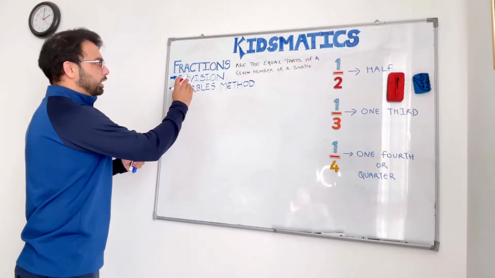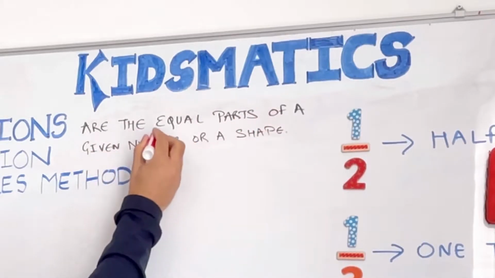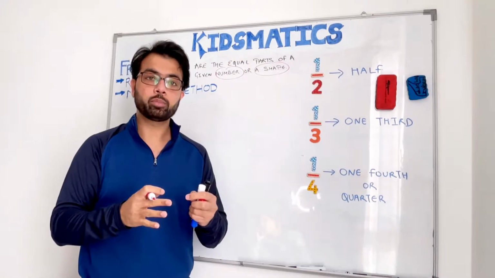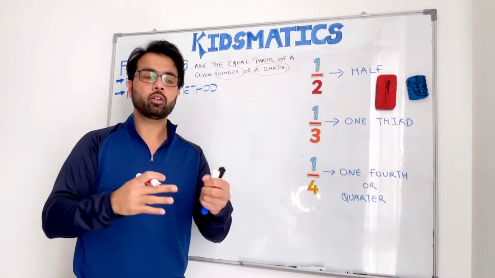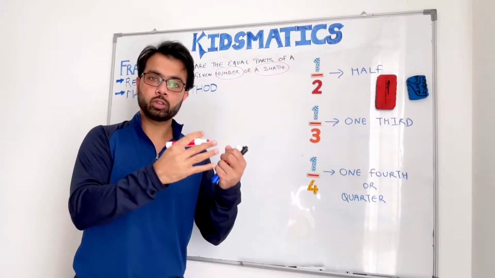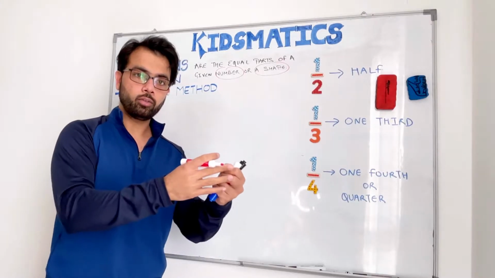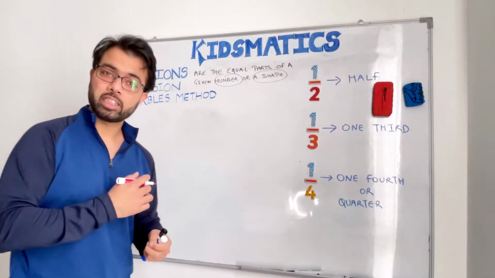So as I mentioned in the last class, fractions are the equal parts of a given number or a shape. And we did cover a few examples where we have to find the fractions of a given number, or a shape, where we use the circle or the square, to find out the fraction of that particular shape or number. So let's start with the revision.